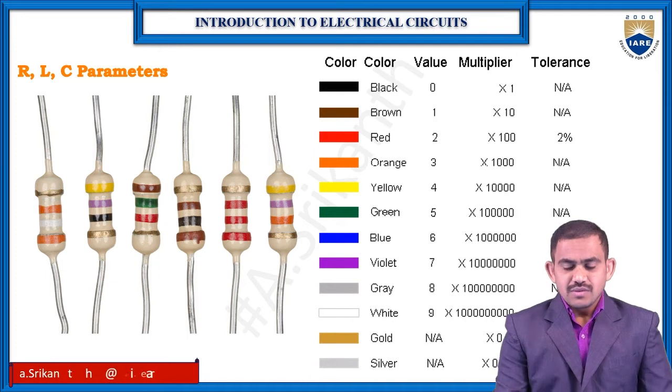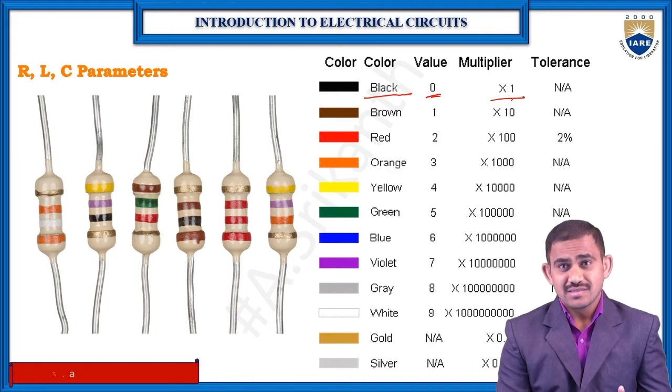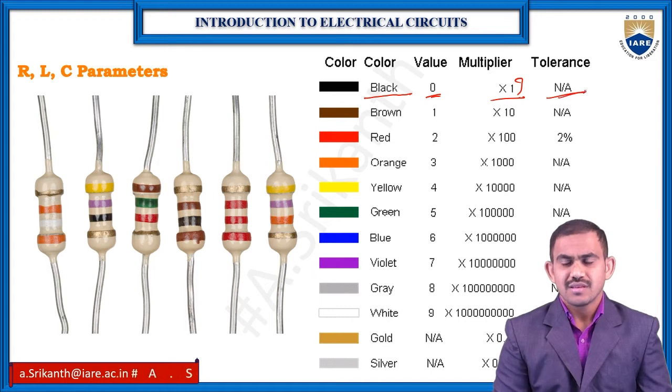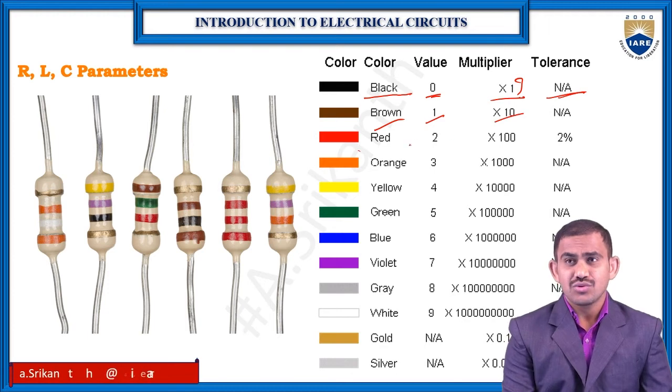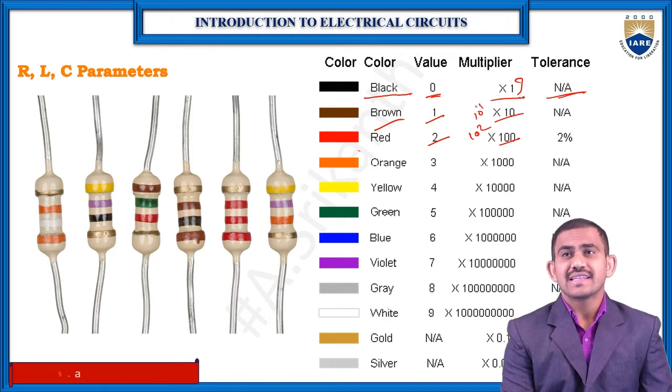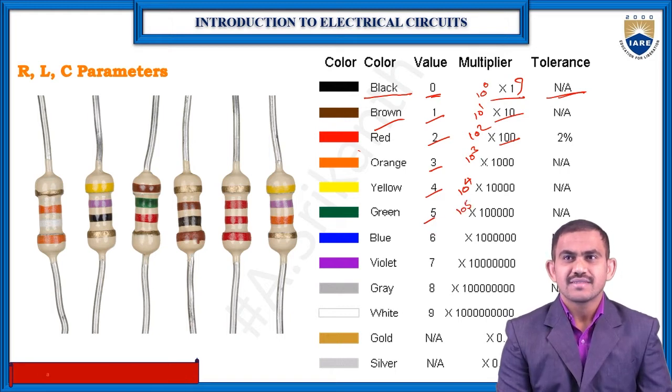If clearly observed, black color is 0, multiplier is 1, and tolerance is 0; there is no tolerance. Brown color is 1 and multiplier is 10. Red is 2, multiplier is 100. That means 10 square; this is 10 power 1 and this is 10 power 0. Orange means 3, that means 10 power 3. Yellow means 10 power 4. Green means 5, that means 10 power 5. Blue 6, 10 power 6.